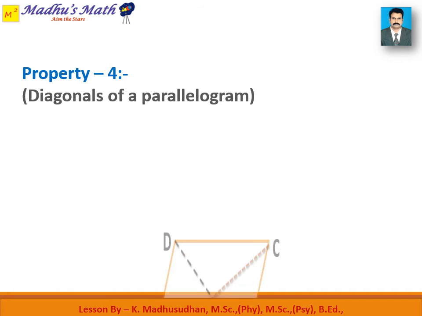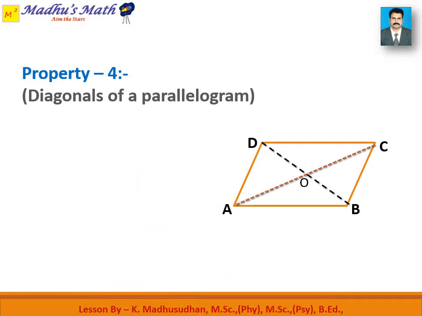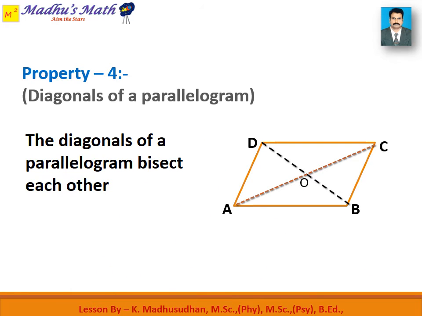Now coming on to diagonals of the parallelogram. The diagonals of a parallelogram are not equal, but they bisect each other. Bisect means divided into two equal parts. So here the diagonal AC and the diagonal BD intersect at the point O. So that results in the parts AO as well as OC on diagonal AC being equal in length. Similarly, BO and OD on the diagonal BD are of equal length.